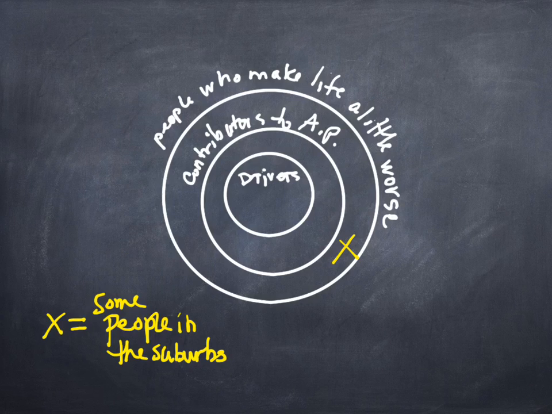Can it go outside of that picture? Can those some people go outside of my outer circle? Those some people can't. Other people could, right? Other suburb people could, but these some people couldn't, because it says these some people make life a little worse, right? So we can't put the X on the very outside of the big circle. Could we put X anywhere else?